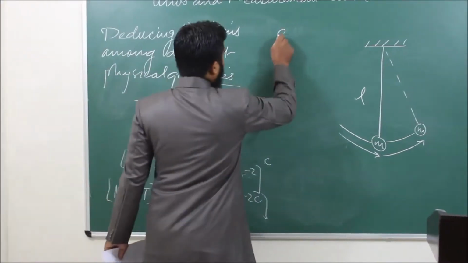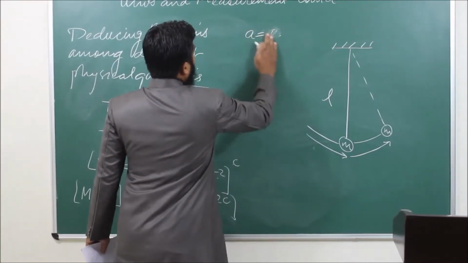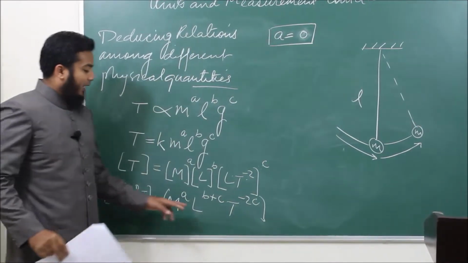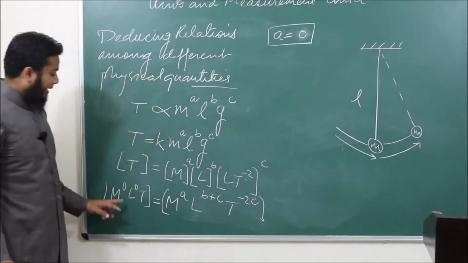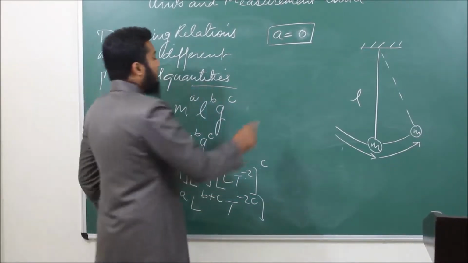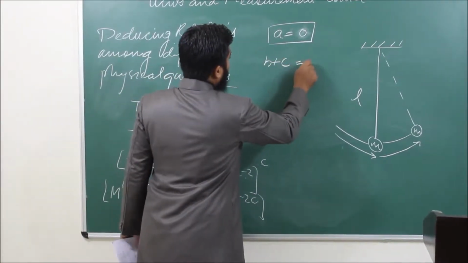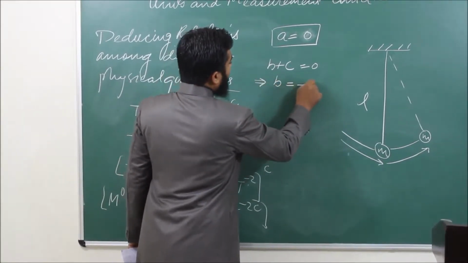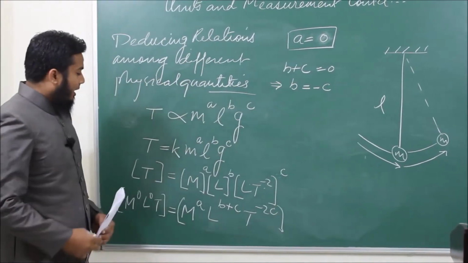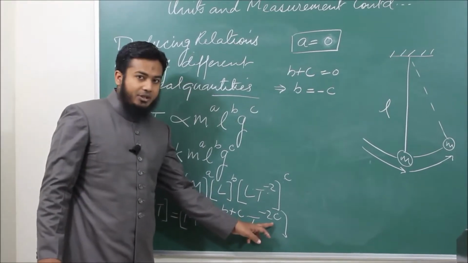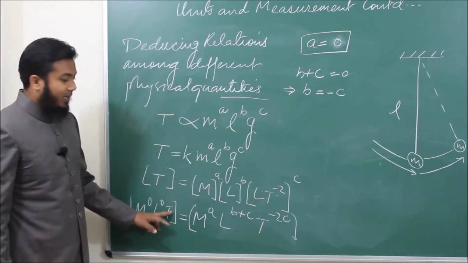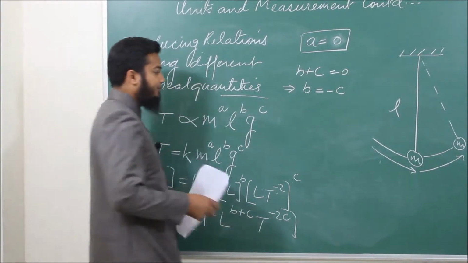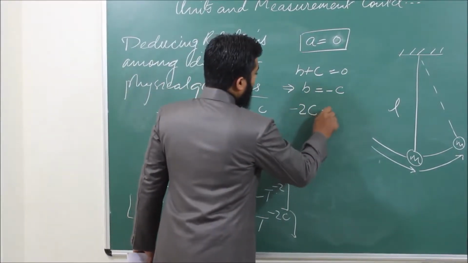So we have to find the value of a. The power of M must be equal to 0, and here L has power b plus c, and on the other side L has 0 power, so b plus c must be equal to 0. This implies b will be equal to minus c. And T has dimensions minus 2c, and on the other side it has dimension 1, so minus 2c must be equal to 1.